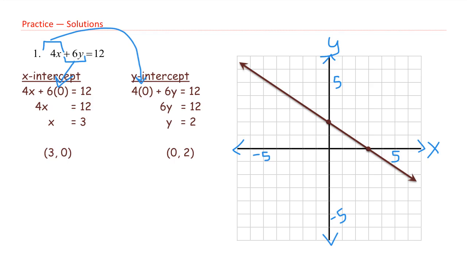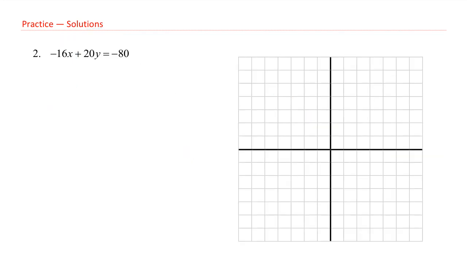So at this point, I have a line representing the equation 4x plus 6y equals 12. Let's move on to the next practice problem. We want to use the intercept method to graph the equation negative 16x plus 20y equals negative 80. The first step is to algebraically find the x-intercept. So let's do that now.